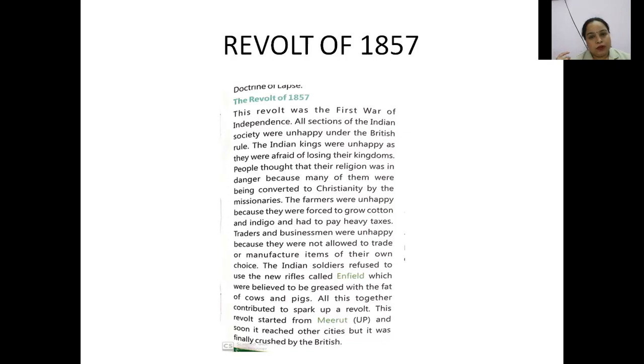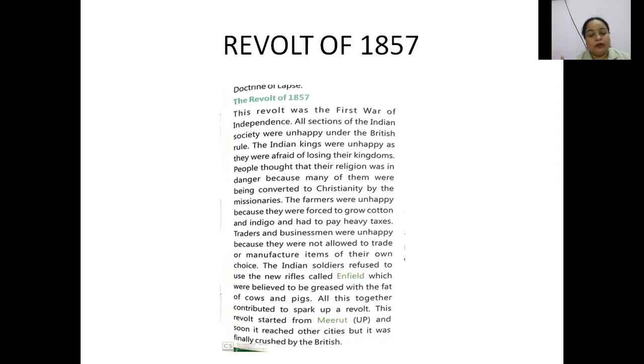So the first section, the kings and queens, were unhappy because they thought that their area would be taken away. Second, the farmers were unhappy with the Britishers. Why? Because they were forced to grow cotton and indigo, and they had to pay heavy taxes. Businessmen and traders were also unhappy with the Britishers because they were not allowed to trade or manufacture items of their own choice.